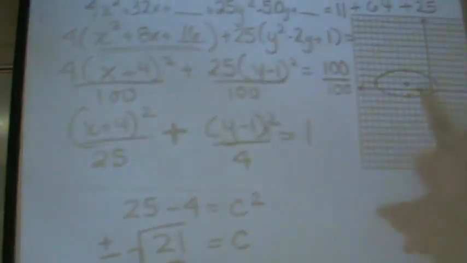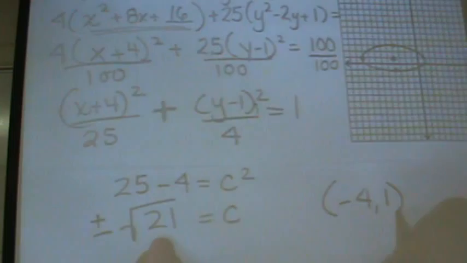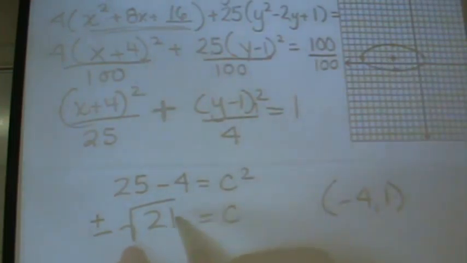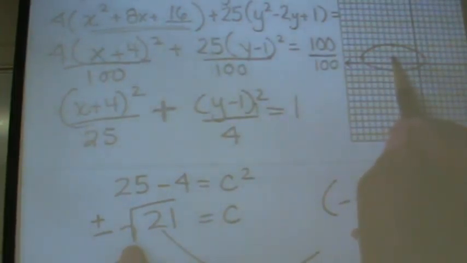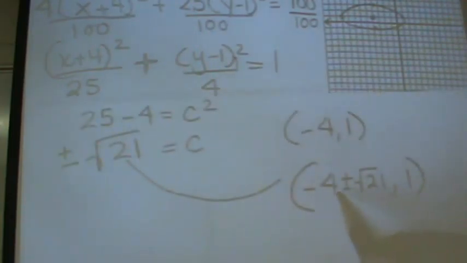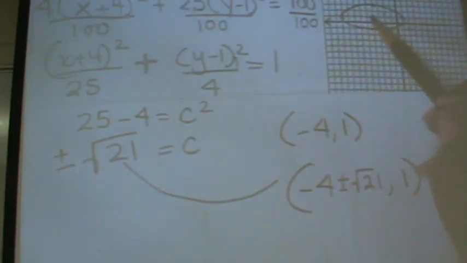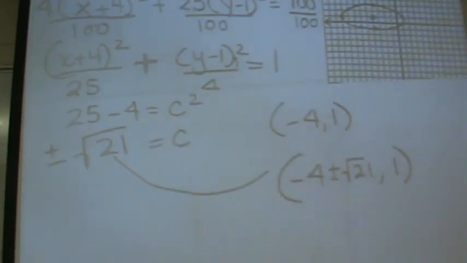So what you have to do is start with your center, which is -4, comma 1. You have to add and subtract root 21 from which of these two? From the x value here. So your foci would be negative 4 plus or minus the square root of 21, comma, 1. You start at negative 4 and add and subtract the square root of 21 from this point. So these are the coordinates of your foci.